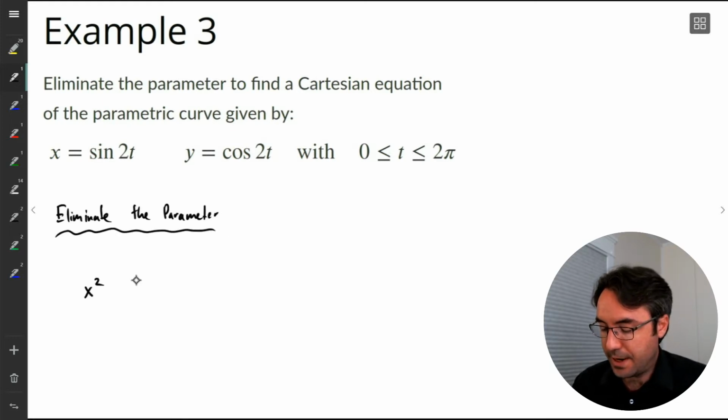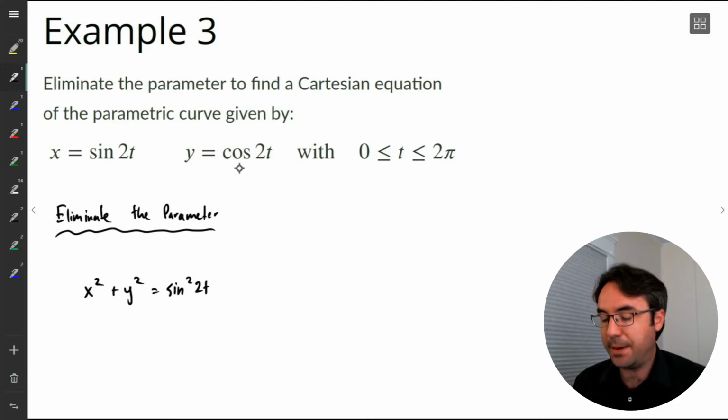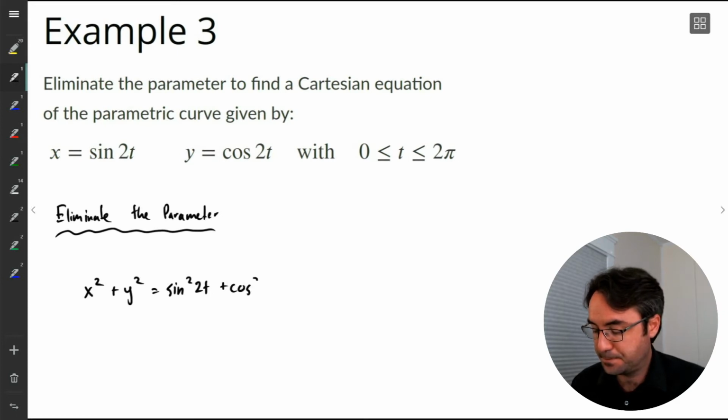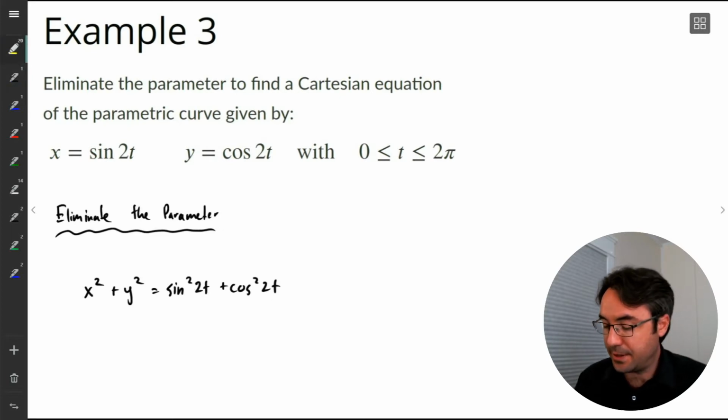Now if we square x and we square y, what happens when we square x? We get sine squared of 2t. And what happens when we square y? We get cosine squared of 2t.